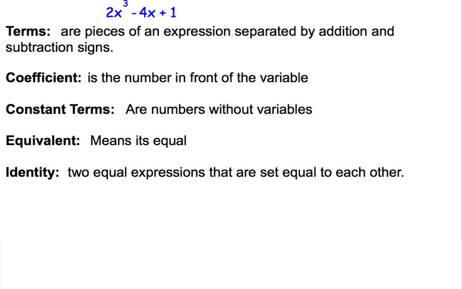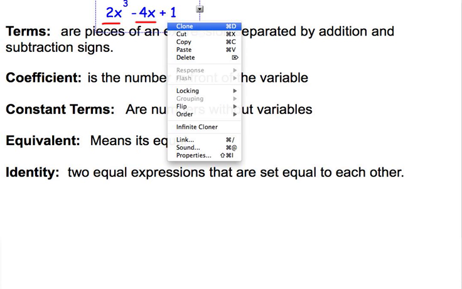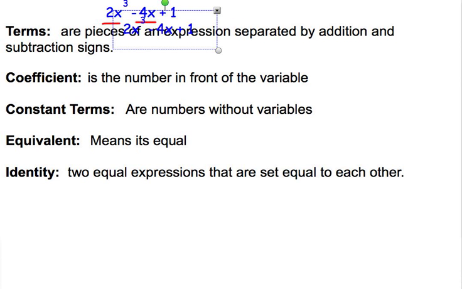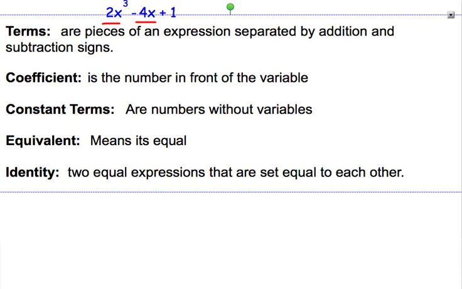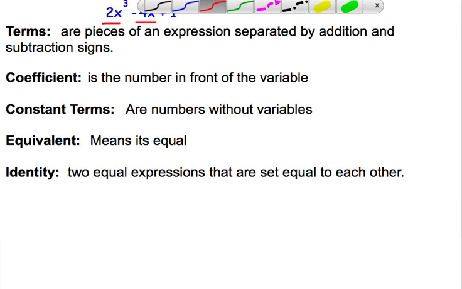Terms. In this example here, 2x to the 3rd minus 4x plus 1. Terms are separated by either an addition or subtraction sign. So in this case, we have terms: 2x to the 3rd, that is a term. Negative 4x is a term. And positive 1 is a term. So be careful. There are 3 terms in that example. Terms are separated by addition and subtraction signs.